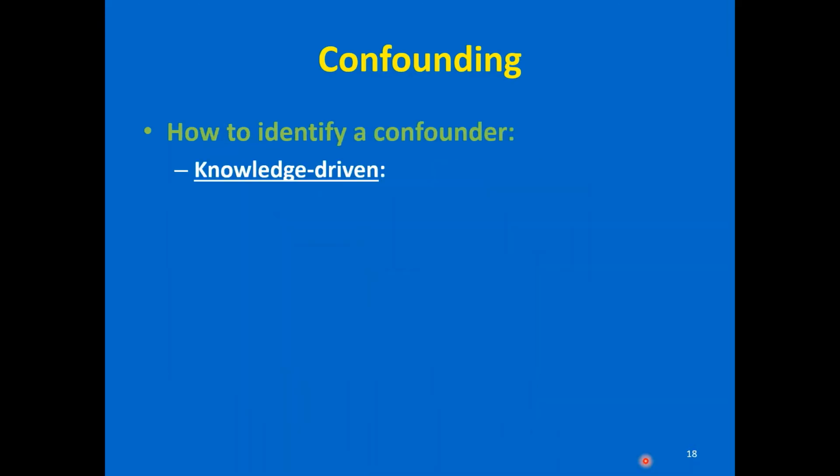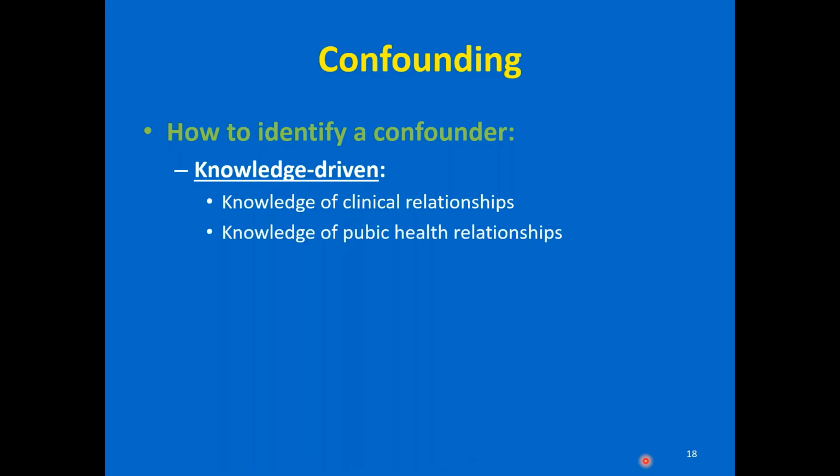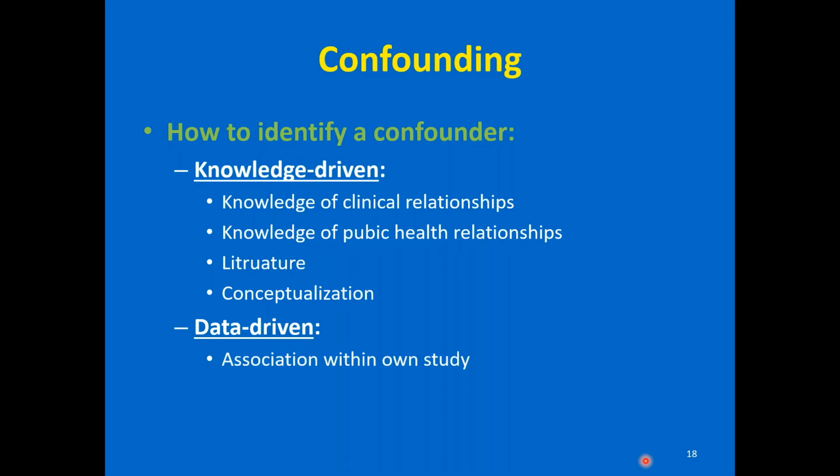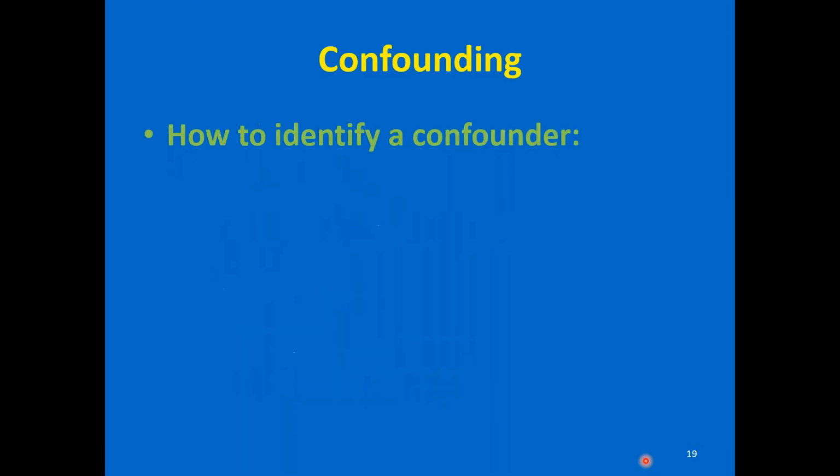How do we define confounders? We have a knowledge-driven approach, by knowing all the clinical relationships between all the exposures and outcomes being collected, as well as other confounders being collected, knowledge of public health relationships, and literature. Also conceptualization similar to the whiteboard schematic diagram that I showed you earlier from my study. Confounders could also be identified through a data-driven approach, which is identifying associations within your own study, which I will get to in a few.